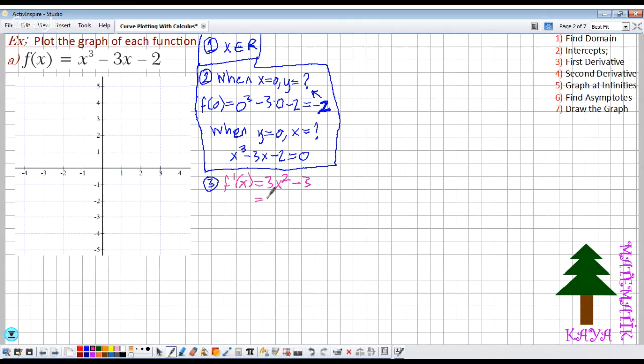So then we can factorize this expression by moving 3 out: x squared minus 1. That means we can factorize one more step, since x squared minus 1 is x minus 1 times x plus 1. So it's going to be 3 times (x minus 1) times (x plus 1).